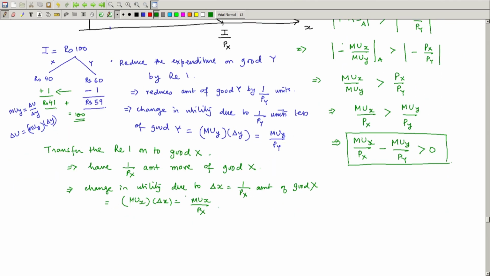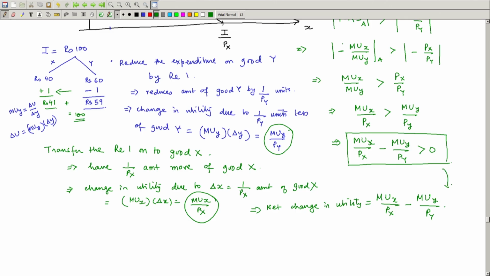So on one hand, my utility due to having 1 rupee less on good y decreased by this amount. On the other hand, my utility due to spending that 1 rupee on good x increased by this amount, which then implies that my net change in utility is going to be MUx upon Px minus MUy upon Py, right. So after we did this shift of 1 rupee by decreasing the amount spent on good y by 1 rupee and transferring it to good x, there was a net change in utility, and I know that this net change in utility is given by this expression.